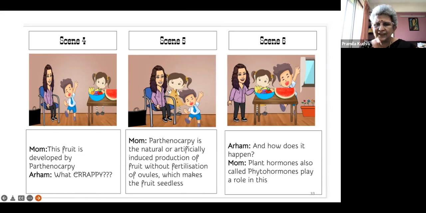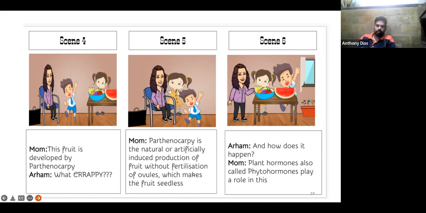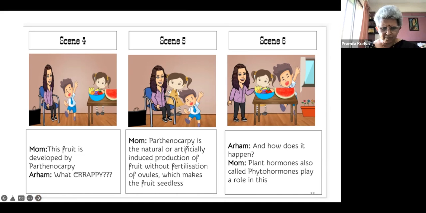So it was decided there will be six scenes, and the script is written as per the scenes and the visuals are put in there. Now you got an idea of how to fill a blank digital storyboard? Yes or no? Yes, ma'am. All right. Okay. So let's see some more.